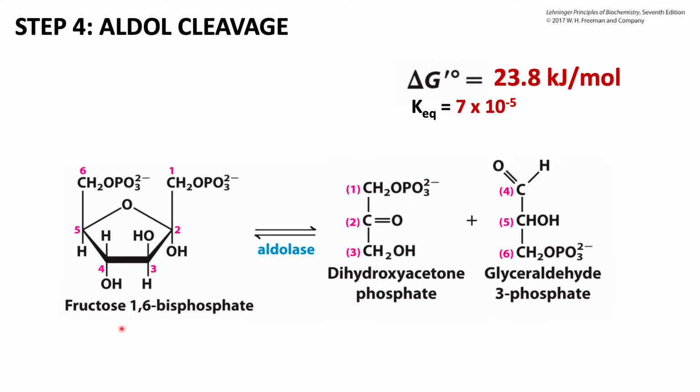Now, once we have our fructose 1,6-bisphosphate, step number 4 is to undergo an aldol cleavage, which essentially means to split the molecule in half. When we split it in half, we'll get 2 molecules. We'll get dihydroxyacetone phosphate and glyceraldehyde 3-phosphate. This reaction is catalyzed via the enzyme aldolase. And what's important to note is the delta G is very high, 23.8, so it's highly endergonic. Our KEQ is very small, which means the reactants are strongly favored.